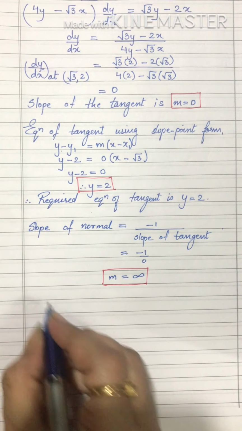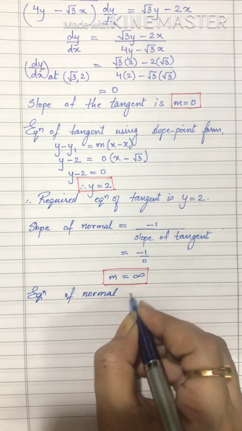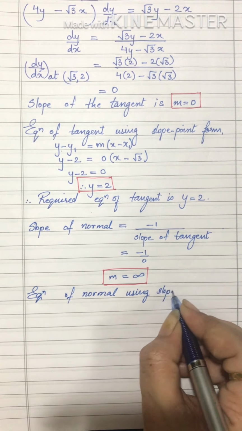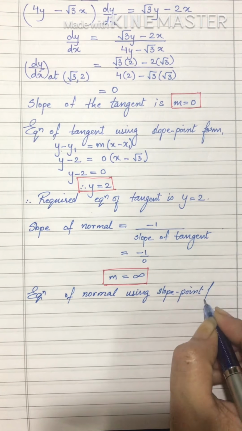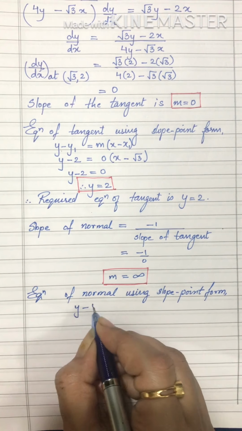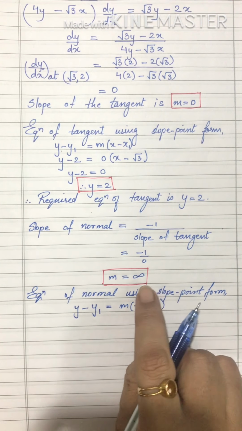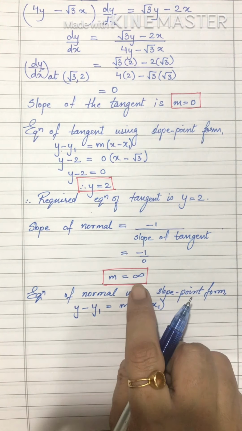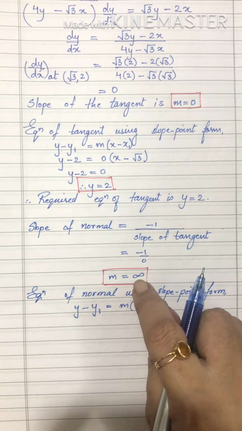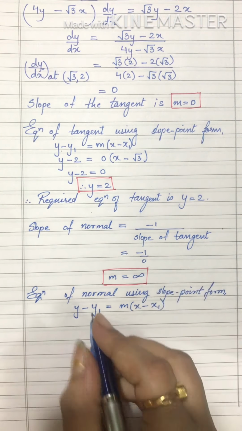Next we need to find equation of normal using slope point form. Okay, equation of normal using slope point form. Again I'm using the equation m into x minus x1. Now please do not get confused with the infinity. When I substitute infinity here in place of m, how we would solve the sum further. It's very easy. You can just go a step back. So m is equal to minus 1 upon 0. We got this. So I'll substitute that here.